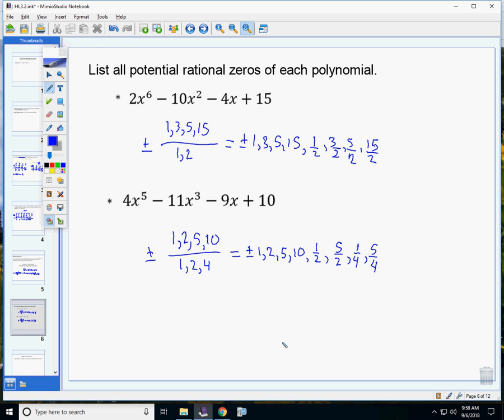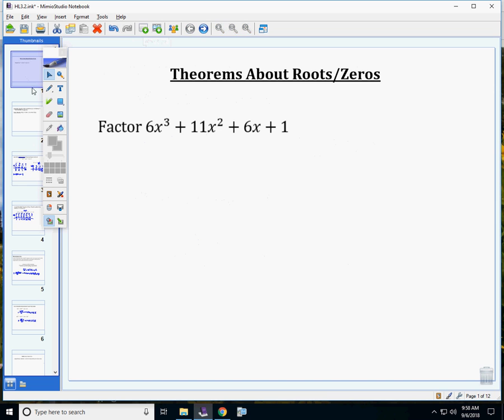Now, how do you actually find the zeros and factor all of it? Again, that goes back to the very first problem that we looked at. Say we have 6x^3 + 11x^2 + 6x + 1. We would have the factors of 1 divided by the factors of 6. So we'd have 1, 1/2, 1/3, 1/6. Plus or minus all of these. These are the numbers that we would put into the box for synthetic division.